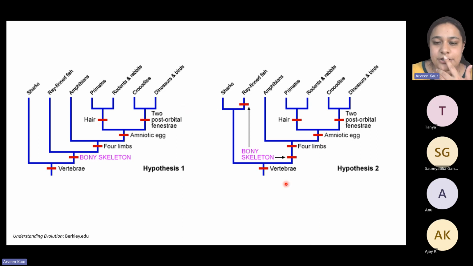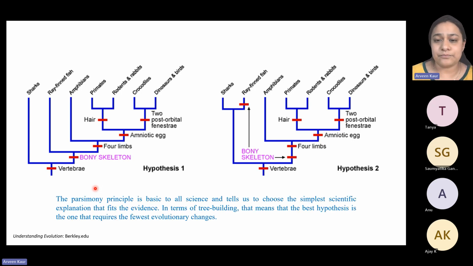While hypothesis 2 says that vertebrates divided into 2 branches, and at 2 different places, independent of one another, the bony skeleton developed. Right? So this one is a little complicated as compared to hypothesis 1. Thus, based on the principle of parsimony, people believe that hypothesis 1 is worth explaining, right?